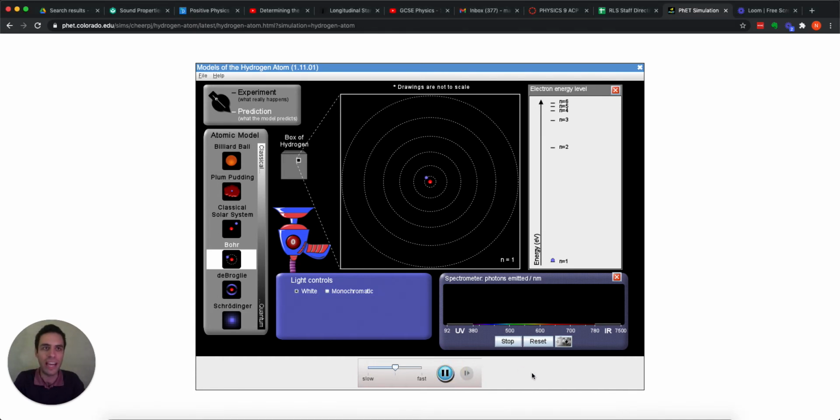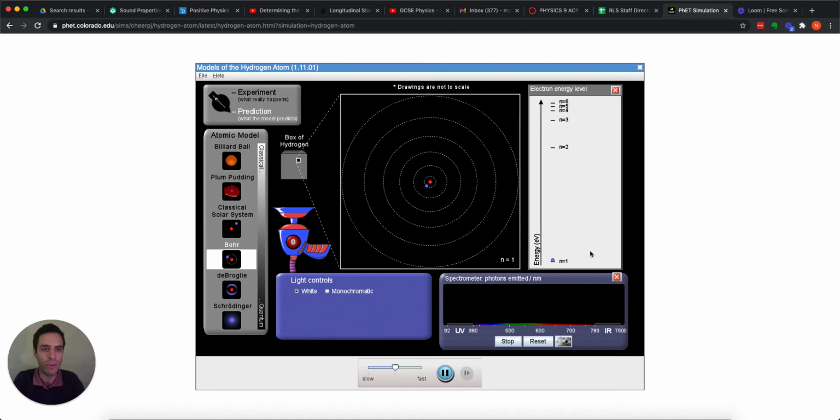So we'll click play, and you can see in the middle we have a nucleus made of a proton, that's the red dot, and going around the nucleus is a blue electron. And that electron is just going around and around on that circle. And you can see that there are lots of different circles. These are called energy levels.